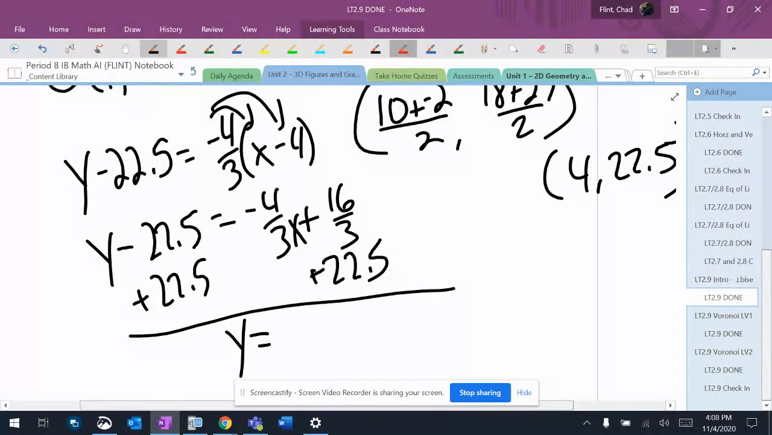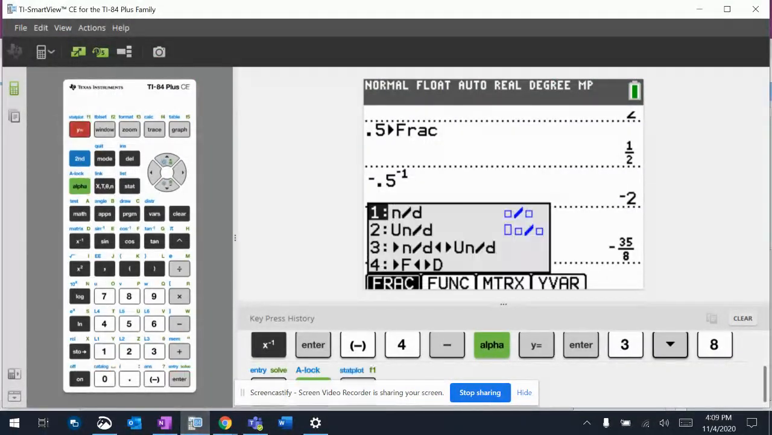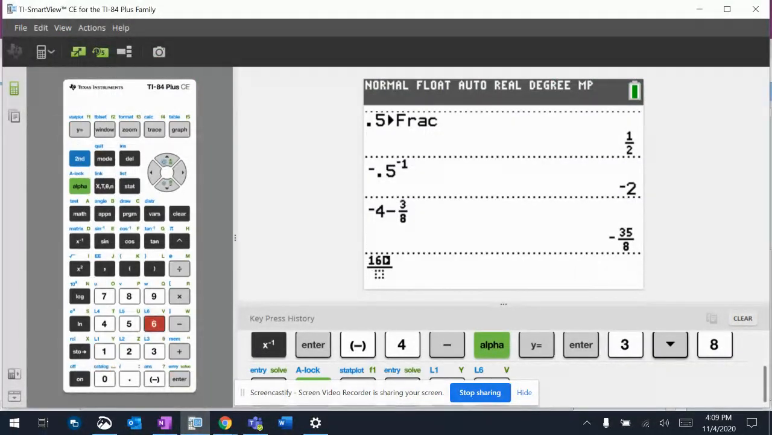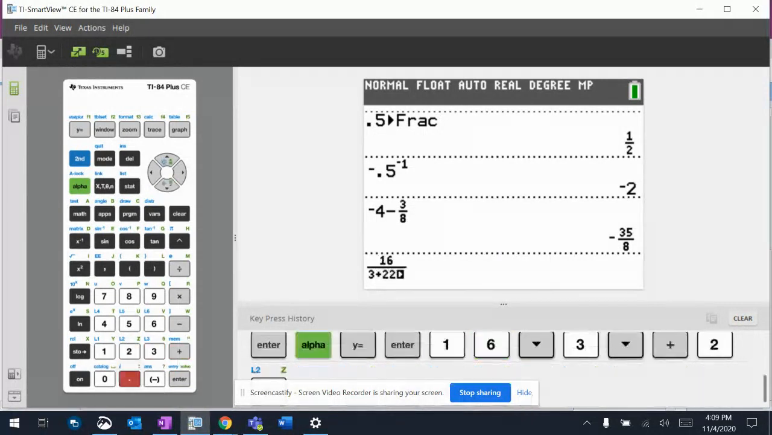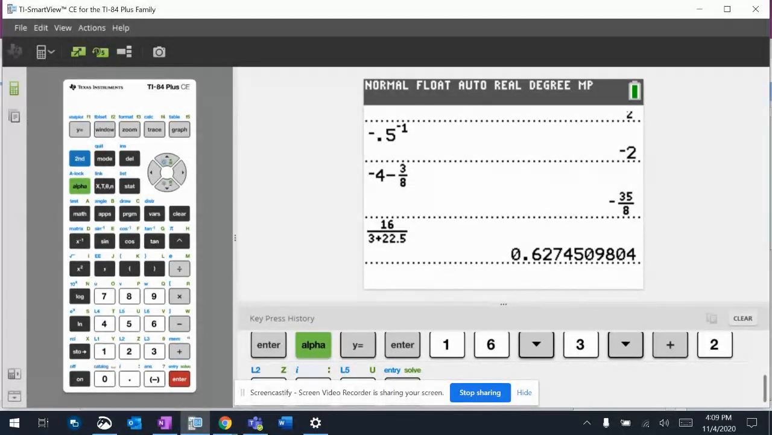Let's see here. So 45, 280. I think it's 312 over 6, which is going to be 312. 256 over 3, I think is what that's going to come out to. But let's see. So 16/3 plus 22.5. All right. Whoops, that didn't work.